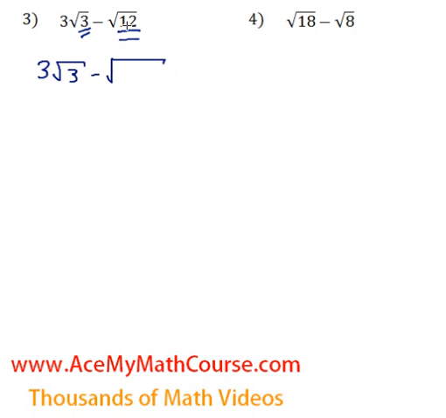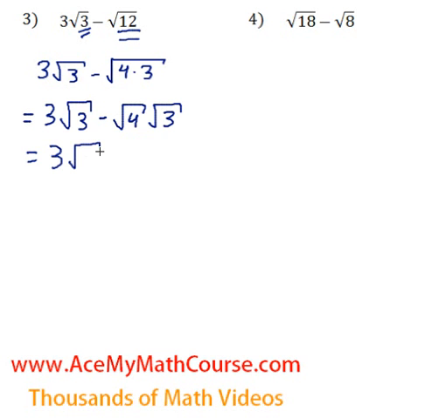So 12 is actually just 4 times 3. And why is it useful to decompose 12 into 4 times 3? Well, 4 is a perfect square. So we can split this up into the square root of 4 times the square root of 3. So we have 3 root 3 minus, now the square root of 4 is just 2. So we have 2 root 3.